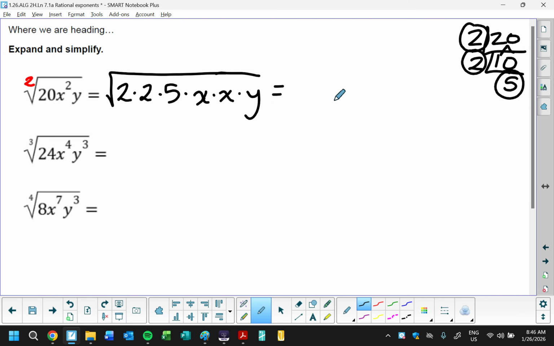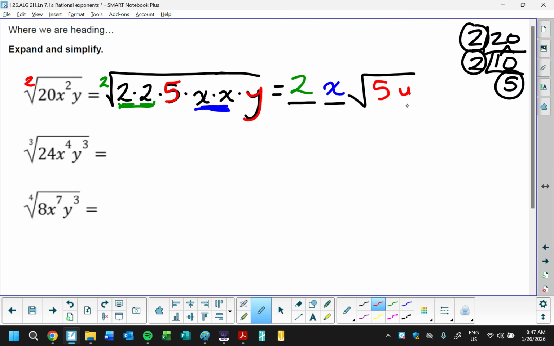Now, can we go ahead and rewrite this as something times something? It's not going to be perfect, but I note here, what number times itself is the same as 2 times itself? Well, that'd be a 2. I note here, what number times itself is the same as x times x? Well, that would be an x. Meanwhile, left over, the 5 doesn't have any pair. The y doesn't have any pair.